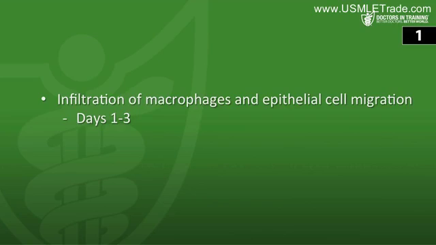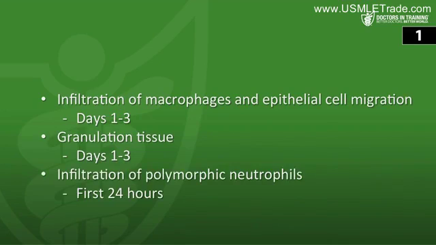So infiltration of macrophages and epithelial cell migration happens in the first 1 to 3 days. Remember, epithelialization takes place mainly in the first 48 hours. Granulation tissue occurs in days 1 to 3 also, and occurs especially at the wound edges. And then infiltration of neutrophils happens in acute inflammation in the first 24 hours.